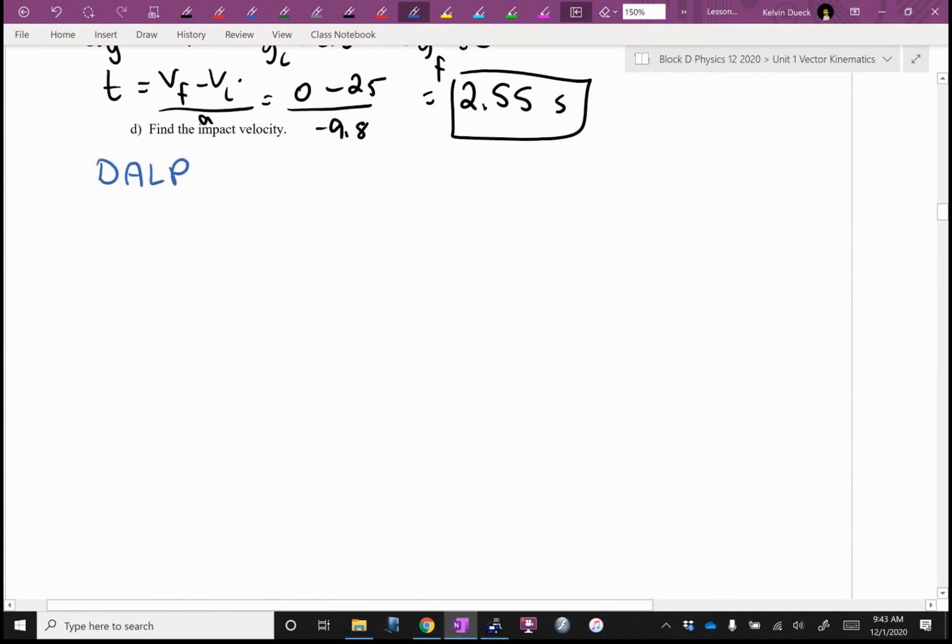What does that mean? Here's what I think the impact velocity looks like. Boom. And you'll notice I didn't do a postage stamp drawing.